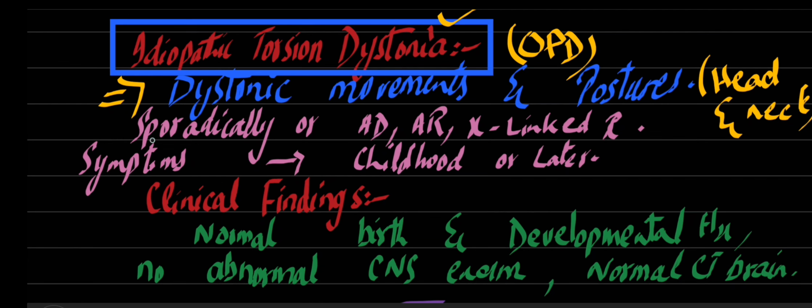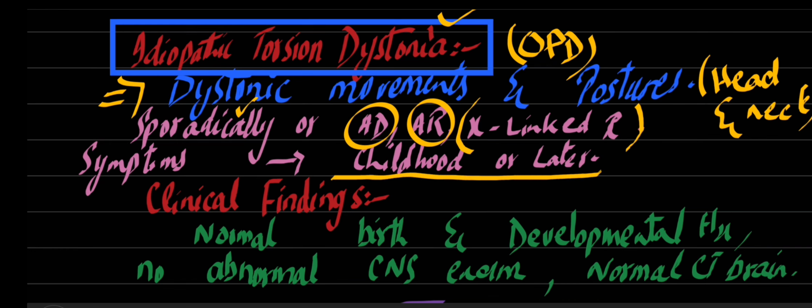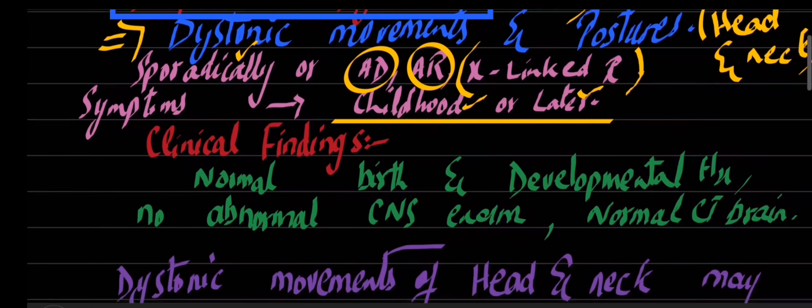The disease is transmitted either sporadically, or in autosomal dominant fashion, or in autosomal recessive fashion, or as X-linked recessive. The symptoms begin in childhood or later in life. If these begin in childhood, they are more severe. If these begin later in life, they are less severe.